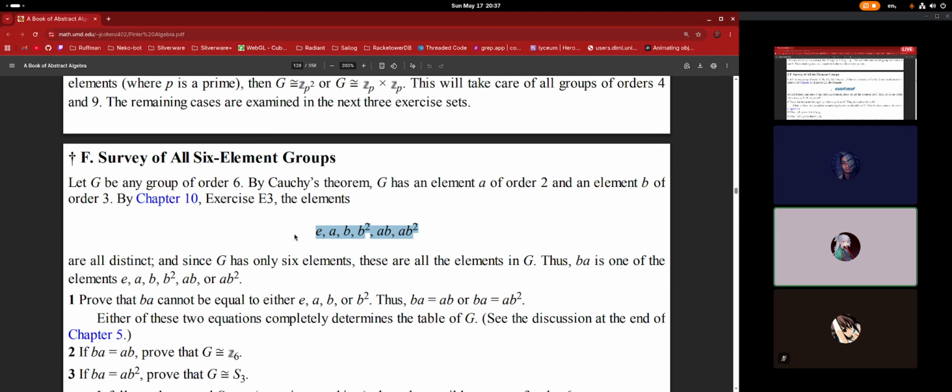B squared is just the identity because B is equal to A and A is its own inverse, right? Yes, AB is also the identity because B is equal to A and A is its own inverse. And AB squared is just A. Also yes. Yeah, that makes complete sense.